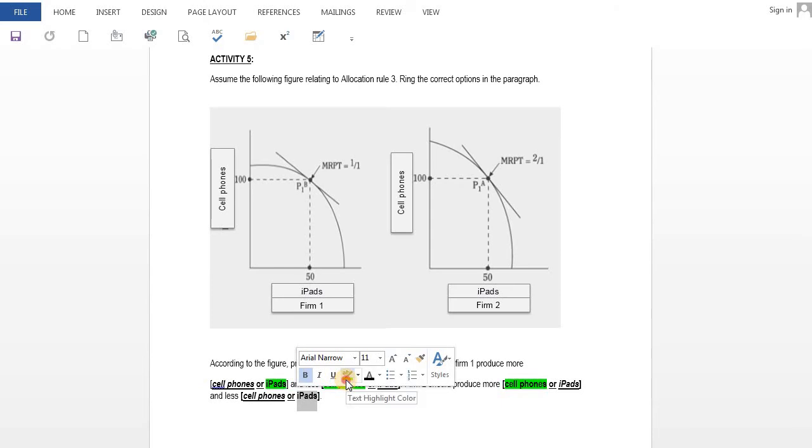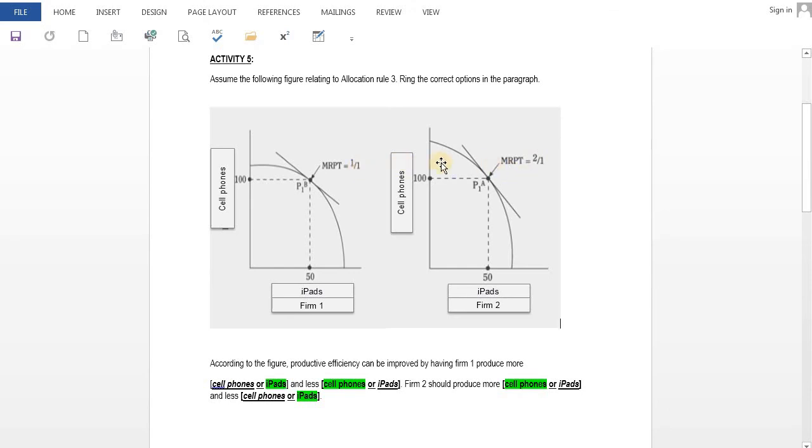However, if this were to change, let's say now this is firm 1 and this is firm 2, then we would have firm 1 producing more cell phones and less iPads, and firm 2 producing more iPads and less cell phones. So what directs us? It's basically the marginal rate of product transformation between these two firms. So please take note of this.